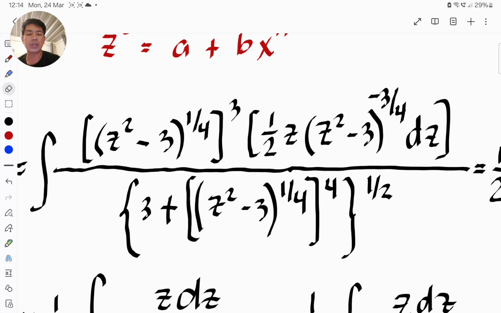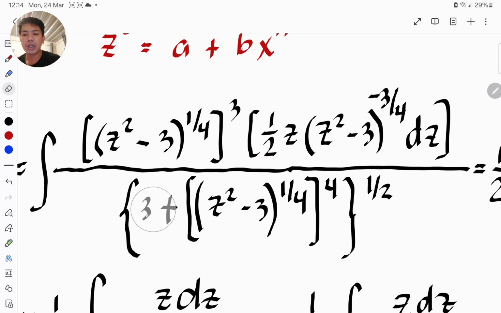Okay? Raised to 1/2. So, ito yung value ng ating x kanina. So, that is z squared minus 3, which is raised to 1/4. And we know that x is raised to 3 ulit. So, meron tayong dalawang exponent dito, which is from the exponent properties, we can multiply them. Okay? Then, substituting also the value of your dx, this is 1/2 z times z squared minus 3, which is raised to negative 3/4 dz.